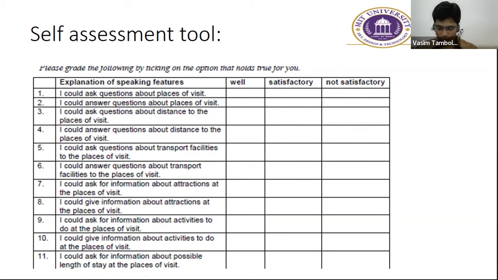So we're trying to use this assessment tool, a self-assessment tool.